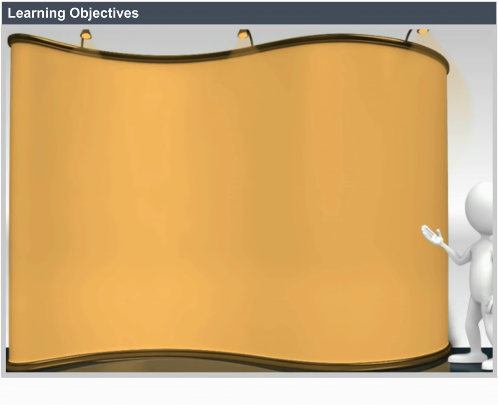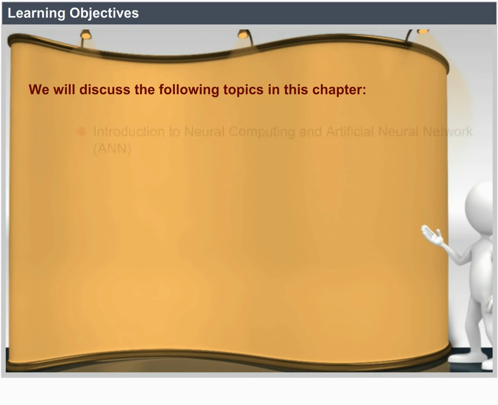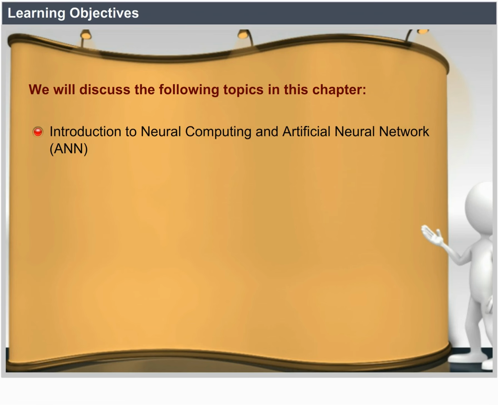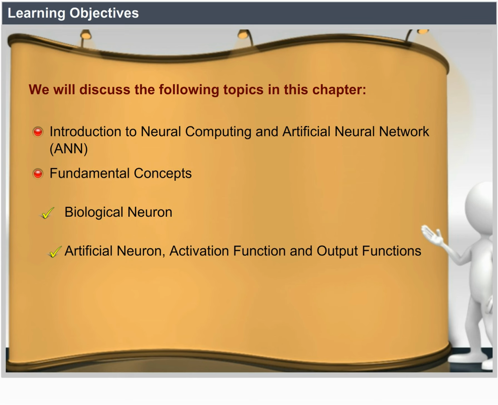Learning objectives. We will discuss the following topics in this chapter. Introduction to neural computing and artificial neural network. Fundamental concepts: biological neuron, artificial neuron. Activation function and output function. Introduction to artificial neural network architectures. Applications of artificial neural networks.